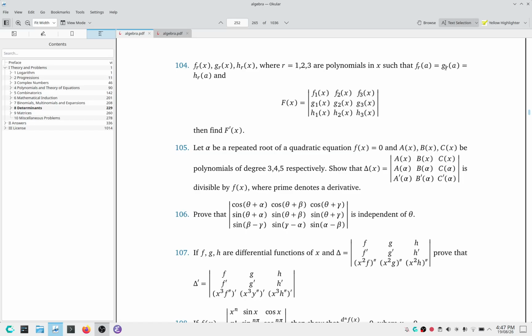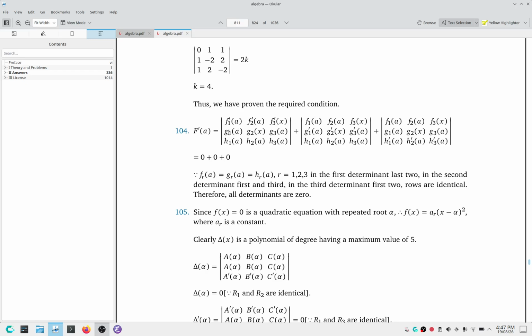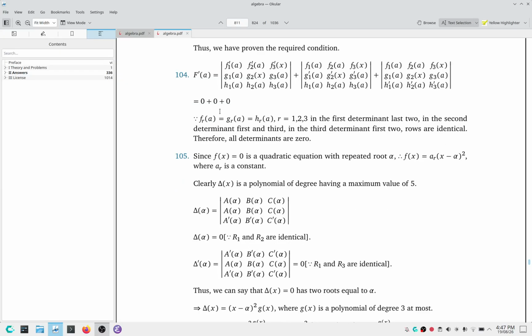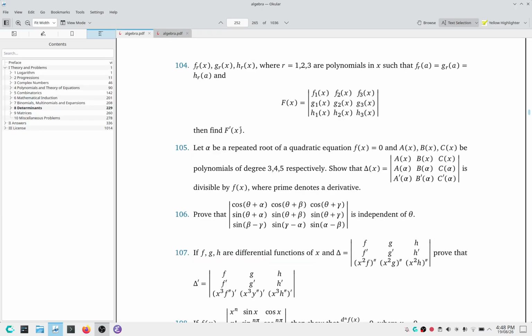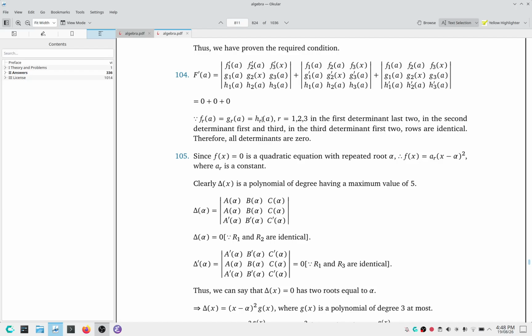Now from here we know that Fr is equal to Gr is equal to Hr. So the second row and third row will be equal here, making it 0. First row and third row are equal here, making it 0. And first row and second row are equal, making it 0. So all determinants are equal to 0. So our F dash of X will be equal to 0.